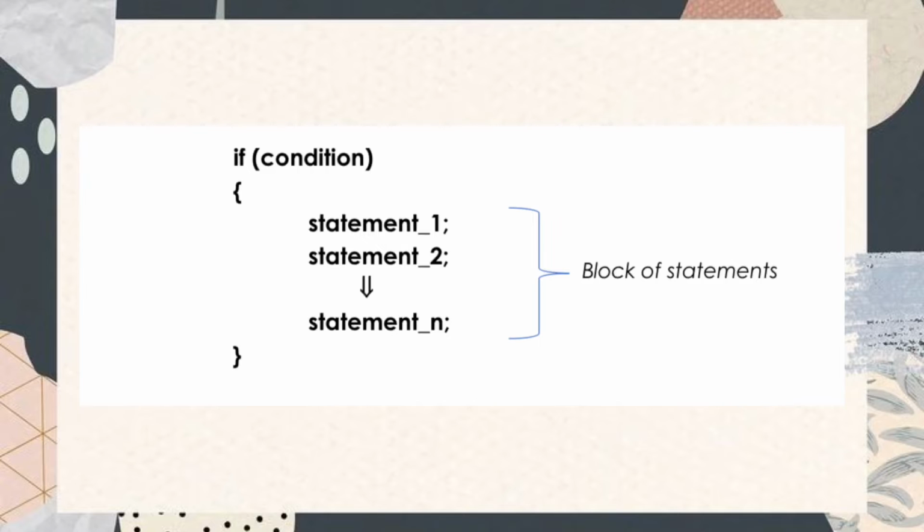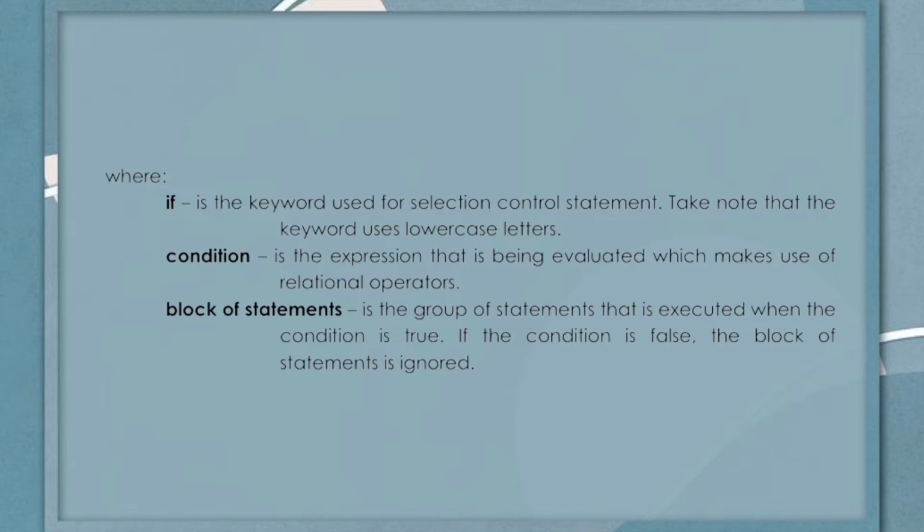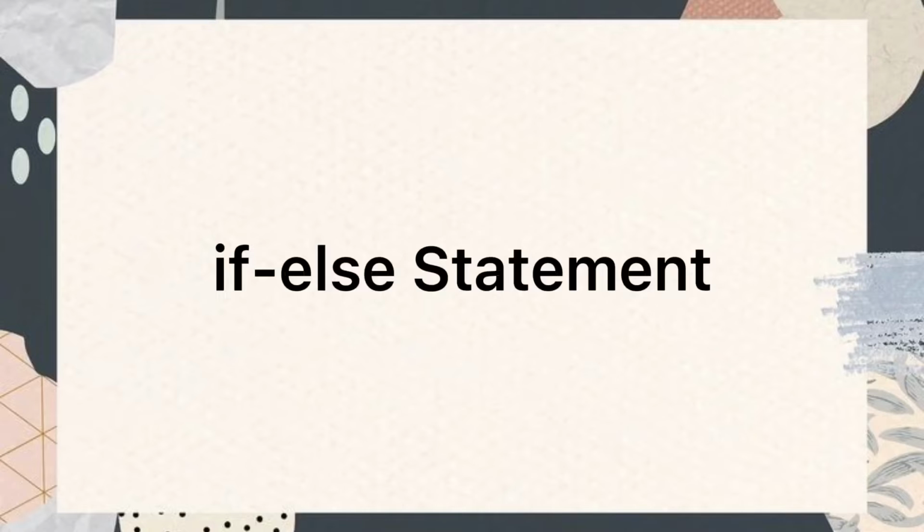The syntax is: if (condition) statement, where if is the keyword used for the selection control statement. Take note that the keyword uses lowercase letters. Condition is the expression that is being evaluated, which makes use of relational operators. Block of statements is the group of statements that is executed when the condition is true. If the condition is false, the block of statements is ignored.